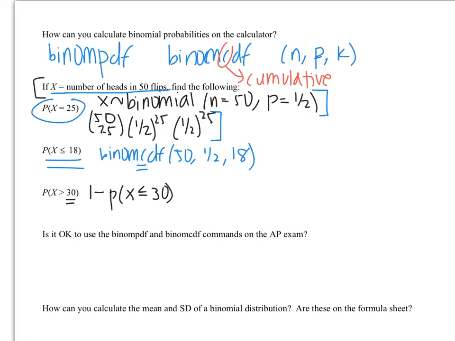So in this case, again, on the calculator, you're going to do binom CDF of 50 trials, probability of success is 1/2, comma 30. Once you do that, you're going to subtract your answer from 1, and that would give you the probability that x is greater than 30.